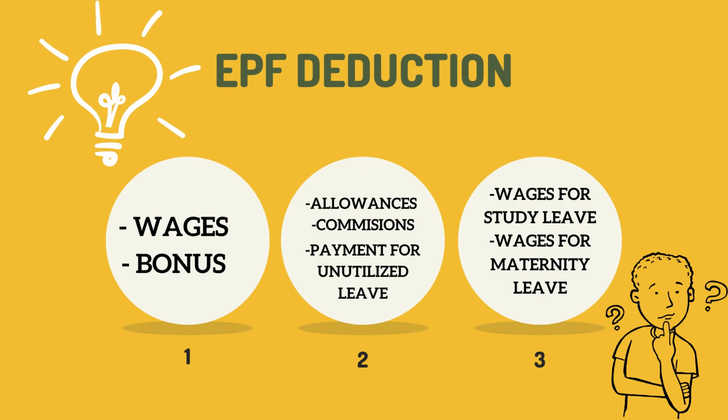So, what are the sources of EPF deduction? The first one is wages, second bonus, third allowances, fourth commissions, fifth payment for unutilized leave, sixth wages for study leave, and the last one is wages for maternity leave.